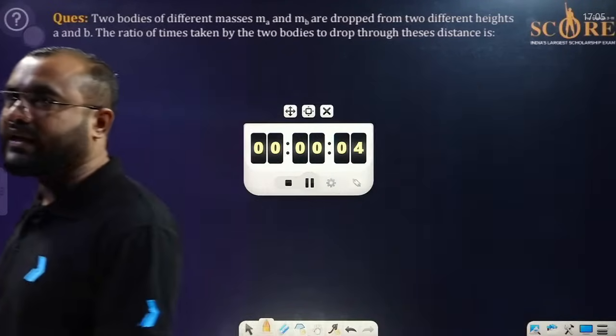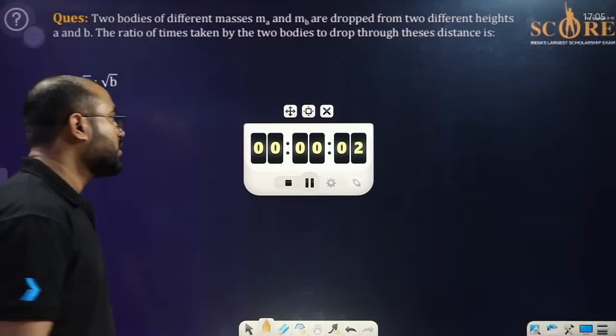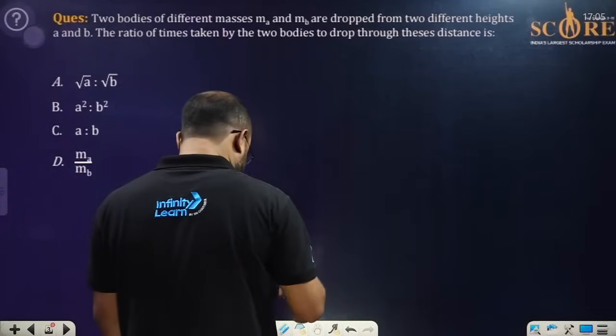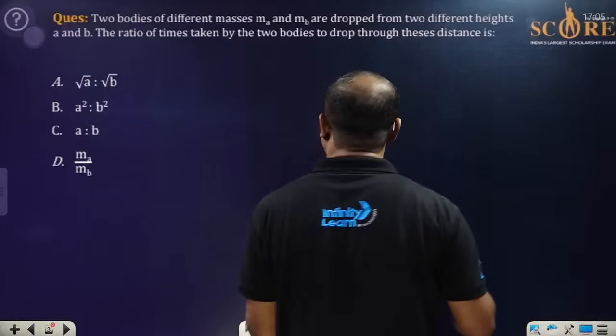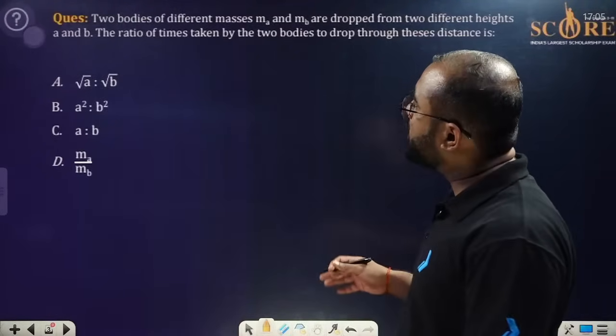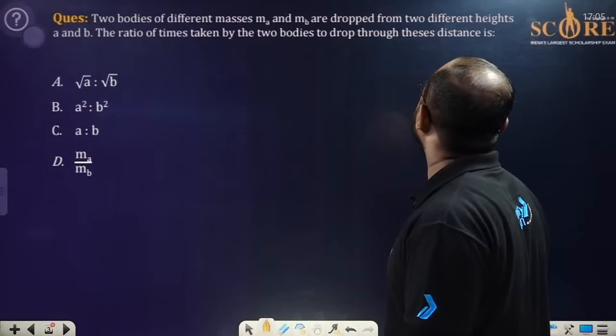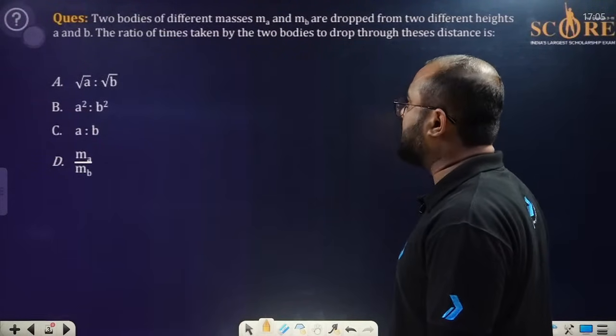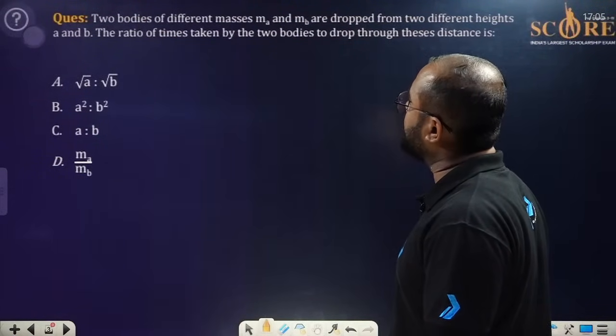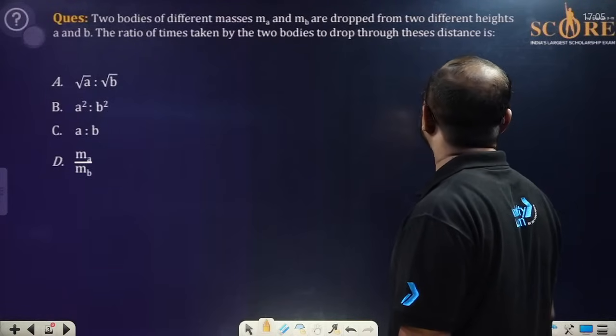Yes, people, what do you think? What will be the answer for this question? Let us solve this. It is a very simple question. Two bodies of different masses, MA and MB, are dropped from two different heights, A and B. The ratio of the time taken by the two bodies to drop through this distance is.